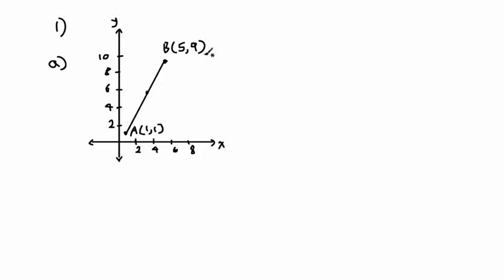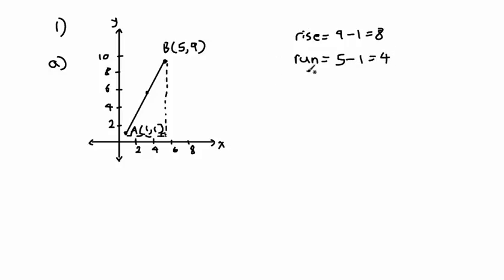Okay, so we know that the rise and the run is this, the rise is right here, and the run is right here. We know that the rise is the difference in the y values, so rise equals 9 minus 1, which then equals 8. So this right here is 8. And we know that the run is 5 minus 1, which equals 4.